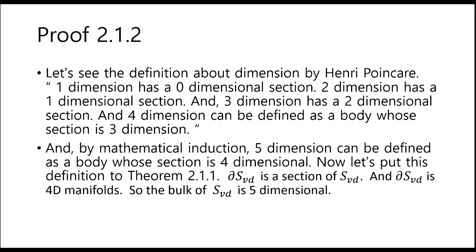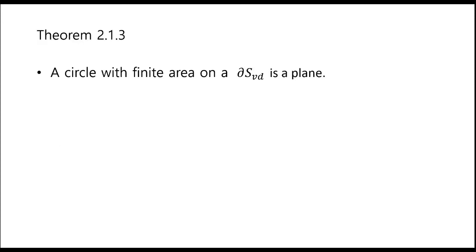Now, let's put this definition to theorem 2.1.1. DS3D is a section of S3D, and DS3D is a 4D manifold, so the bulk of S3D is 5-dimensional. Theorem 2.1.3: A circle with finite area on a DS3D is a plane.